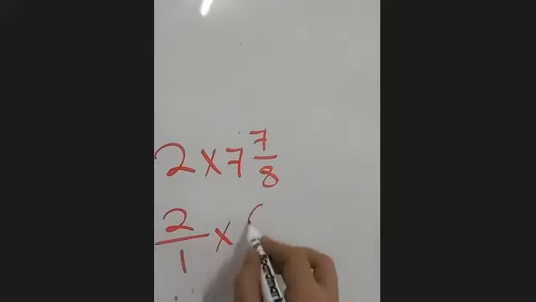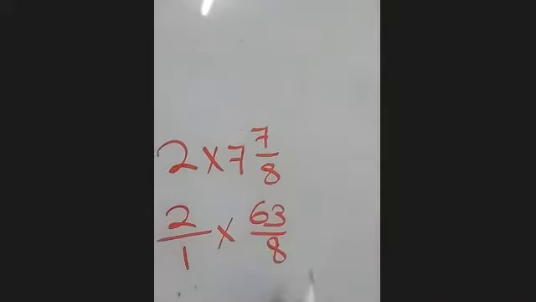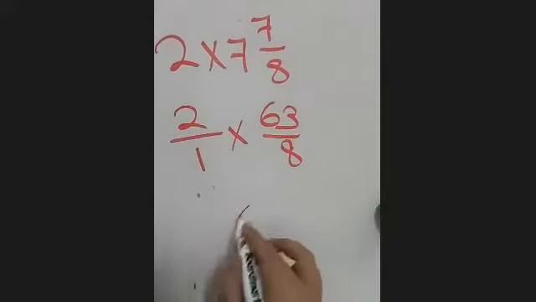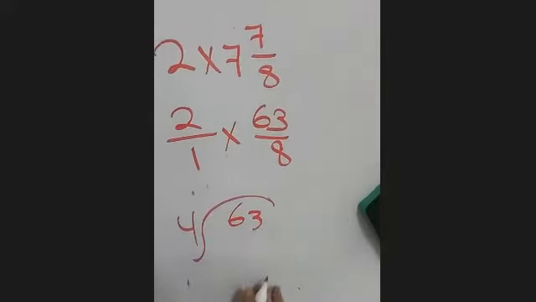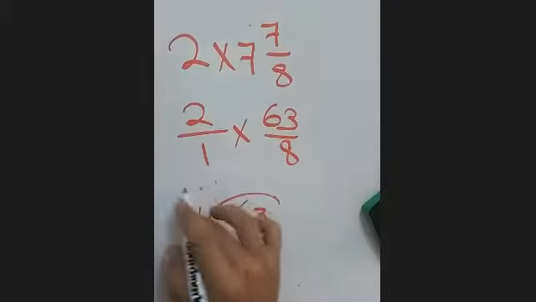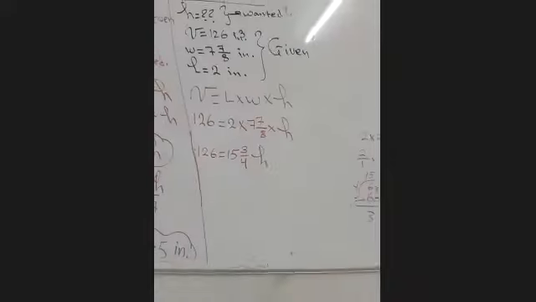Now it is a mixed number. We will make it a fraction. 8 multiply 7 plus 7 over 8. 2 multiply, which gives 15 and 3 over 4, as I wrote here.